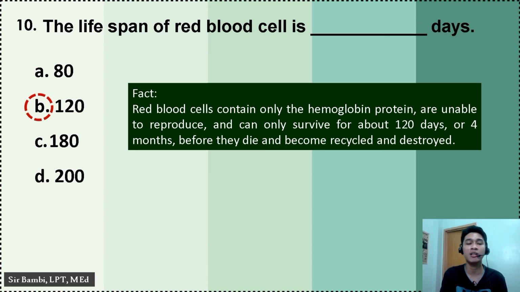120 days. Red blood cells contain only the hemoglobin protein, are unable to reproduce, and can only survive for about 120 days or 4 months before they die and become recycled and destroyed.